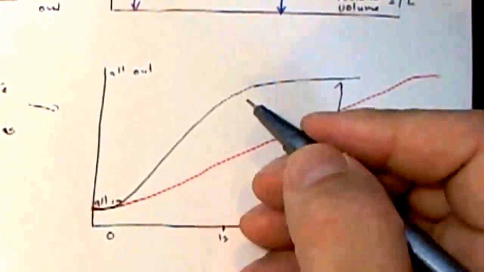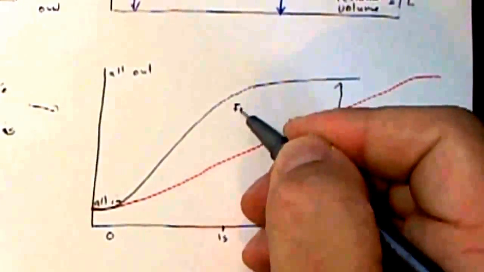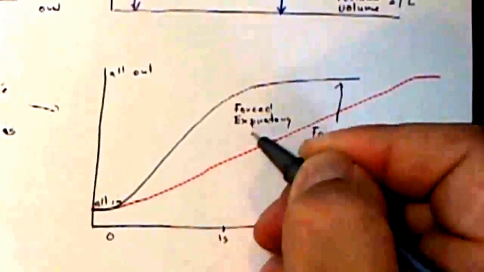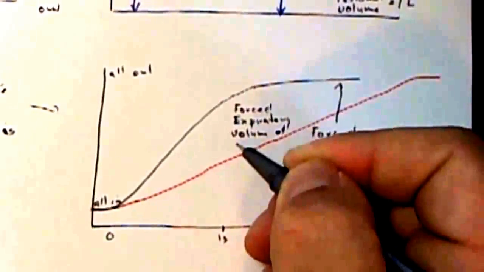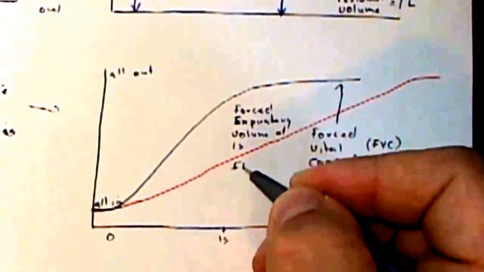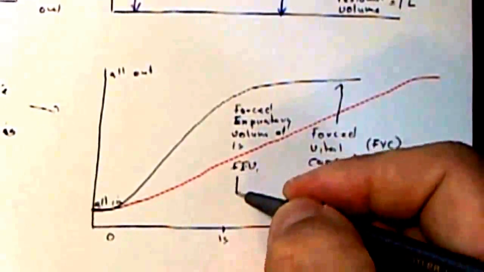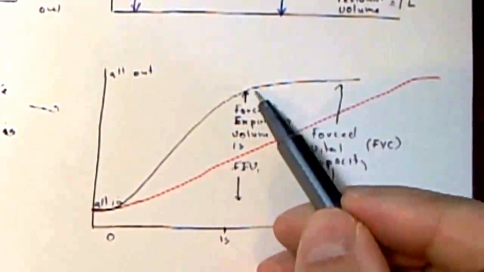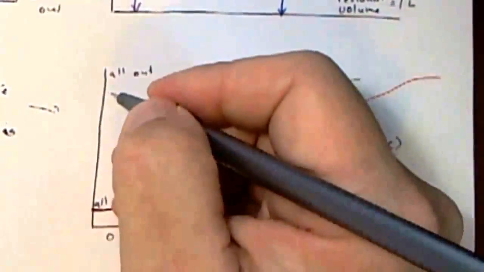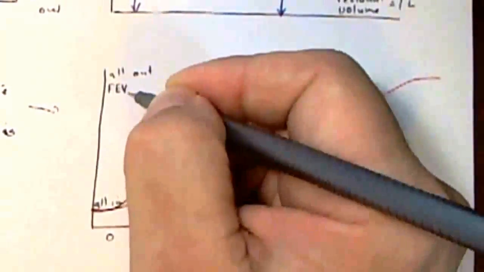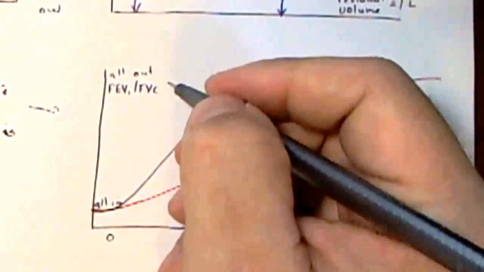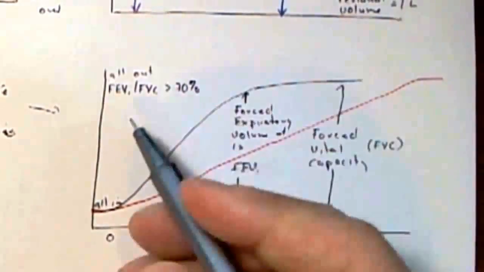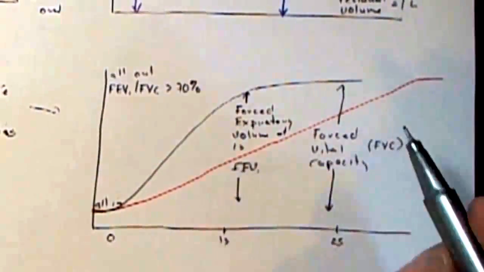So now we need a value that says, well, how much air have you exhaled in the first second? And this is called the forced expiratory volume at 1 second, what's called the FEV1. So in a normal person, most of the air should be out in that first second. So technically the FEV1 over FVC will be greater than 70%. So you'll get greater than 70% of your air out in the first second.